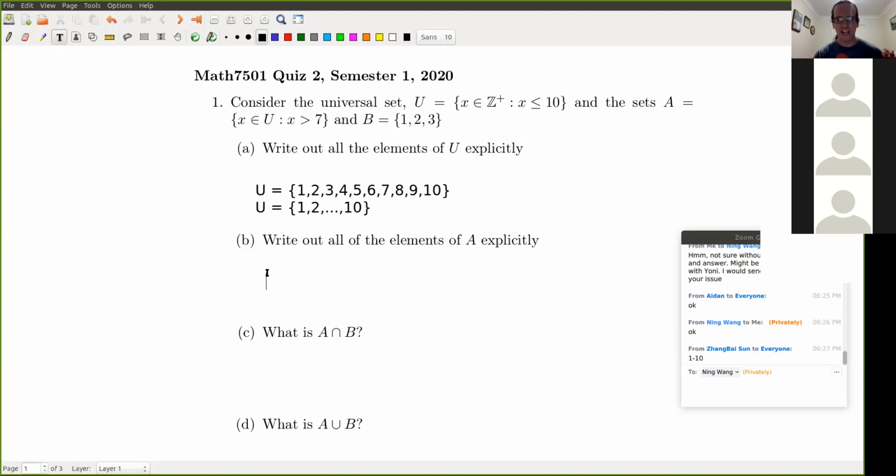Okay, so elements of A. We said A is an element of U such that x is greater than 7. So this should be an easy one. As long as you got U correct, you should be fine. 8, 9, 10. Hopefully that's clear.